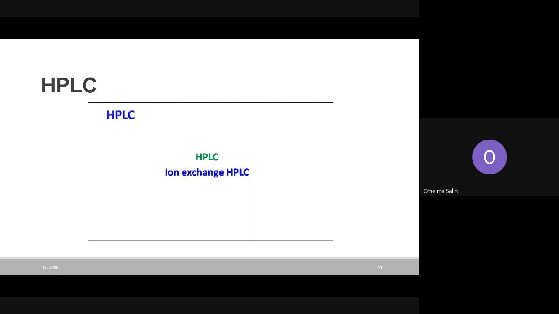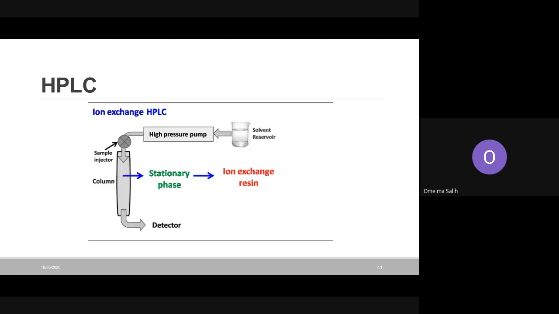Ion exchange HPLC. In this method, the stationary phase has an ionic charge. If the molecules of interest have a positive charge, then the stationary phase is kept negative. And if the molecule of interest has a negative charge, then the stationary phase is kept positive. Hence, separation occurs based on the molecular charge.